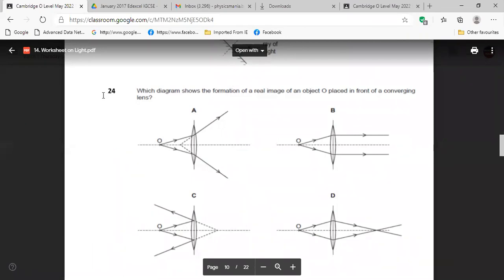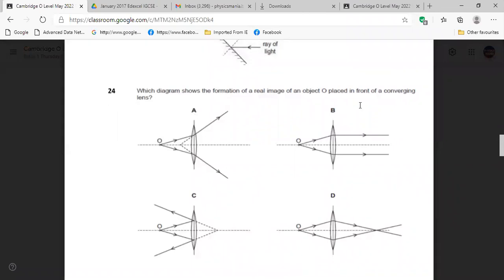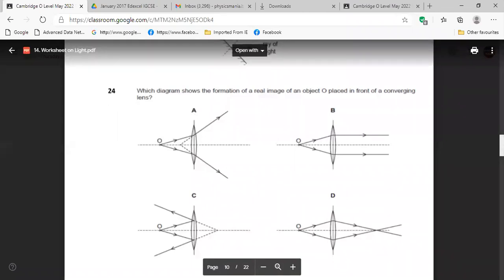Mahi, please read 24. Which diagram shows the formation of a real image of an object O placed in front of a converging lens? So this one is also following the rule. You got the diagrams already. So which one is showing that correctly?